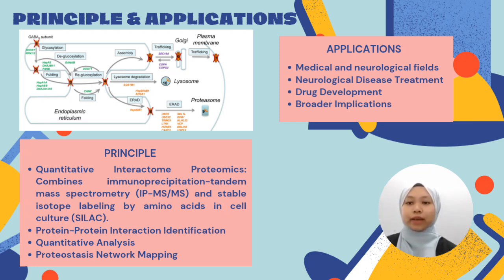Next, we will look at the applications. This research has significant applications, especially in the medical and neurological fields. First is neurological disease treatment. For instance, insights into the proteostasis network of GABA A receptors may lead to novel therapies for genetic epilepsies and other disorders involving these receptors. By selectively targeting specific interactors like TRIM21, researchers can restore functionality to misfolding prone receptor variants without affecting normal proteins.